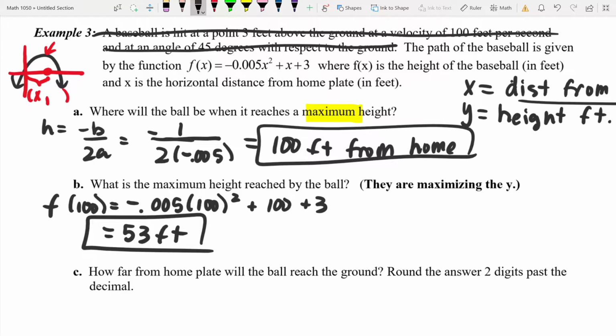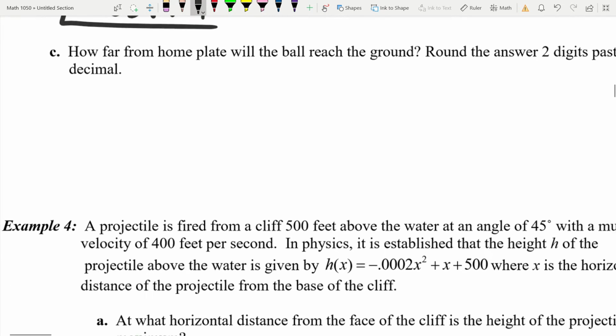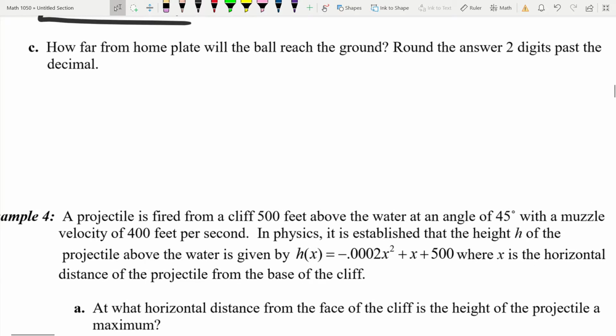Okay, question C. This is the one that's a little bit more difficult. How far from home plate will the ball be when it reaches the ground? I really need you to listen so carefully to this question. There's lots of little things I tell you, and if you listen, it's going to make it so much easier, okay? So everybody look right here. Just kick back and look.